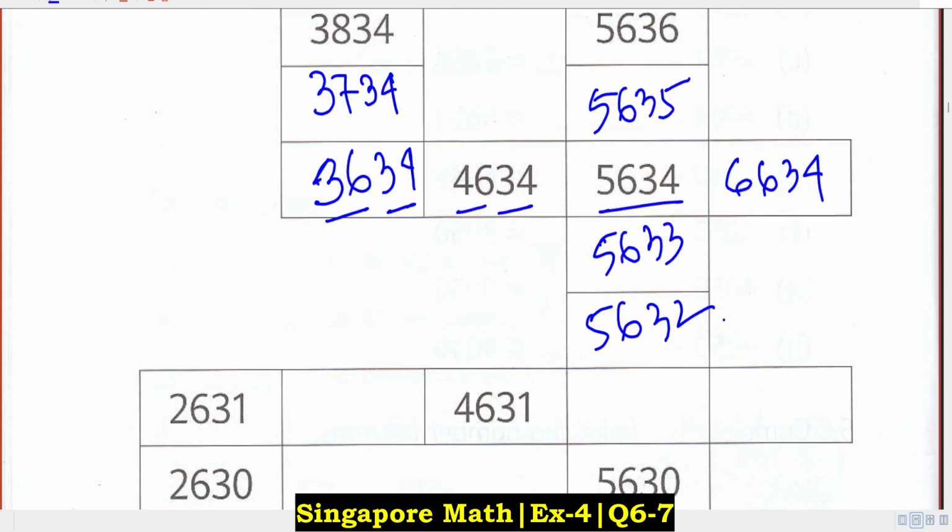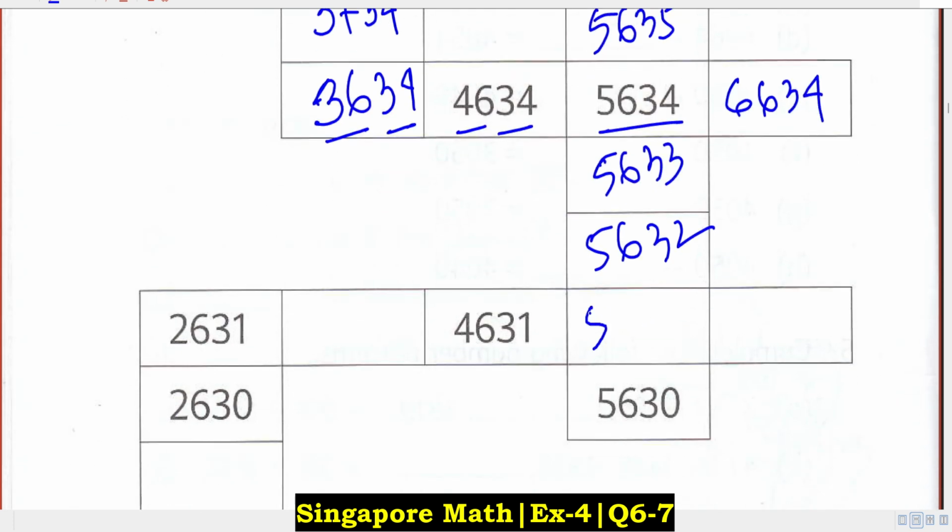Very interesting, right? So we can say 5631, and this is 5630. So here is 4631 and 5631. Here is 2631. It means 3631, 4631, 5631. So here will be 6631.